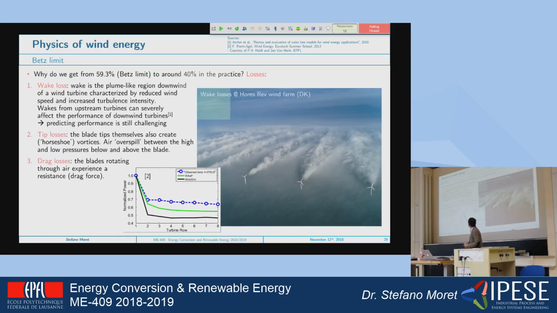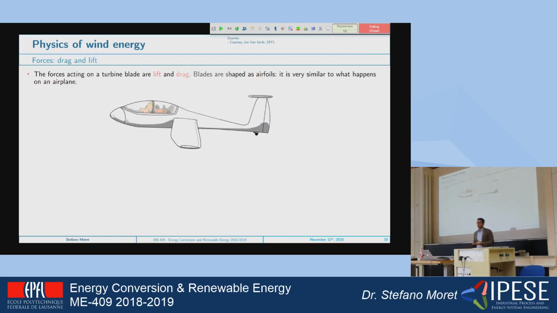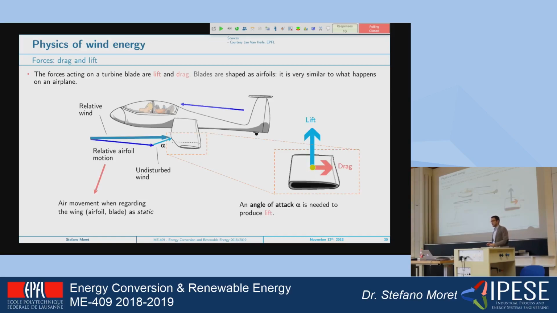So let's now look at the forces which act on a turbine. You might already know how an airplane works, right? Why an airplane remains in the air, how it is lifted. Basically, an airplane works on a similar principle to a wind turbine. The only difference is that the relative speed is different, because the airplane moves and the wind turbine does not. But in terms of relative speed, we can make the same comparison.